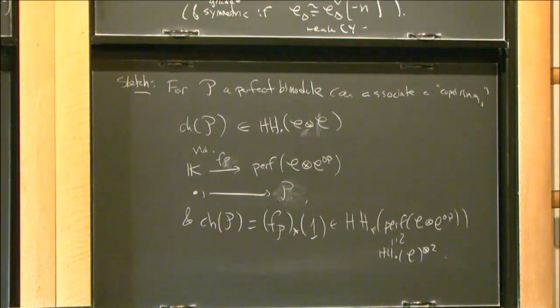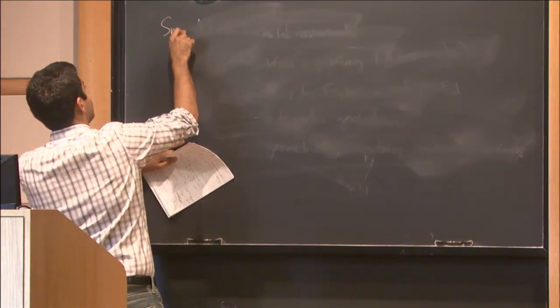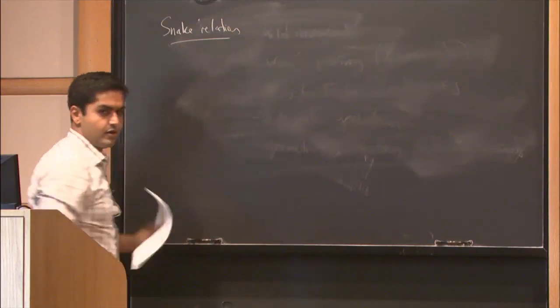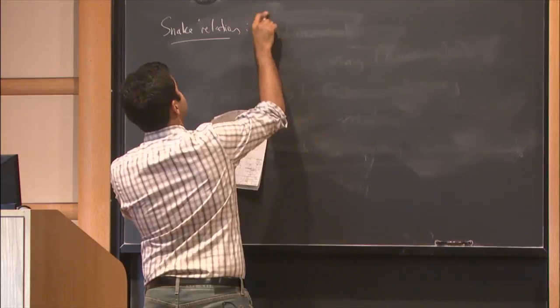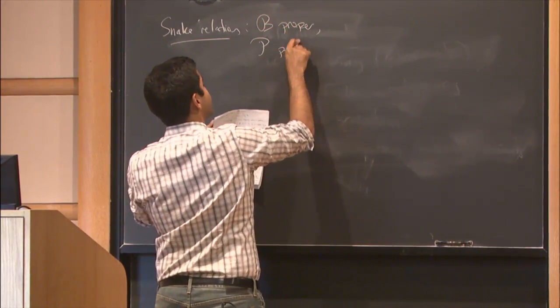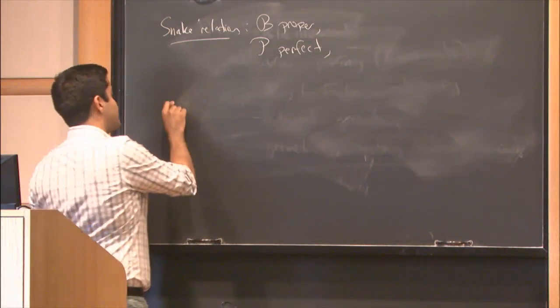Okay, and this pairing and copairing satisfy an important relation, which you might call the snake relation. You can say it as follows. Let's say B is proper and P is perfect. Then there's a map.